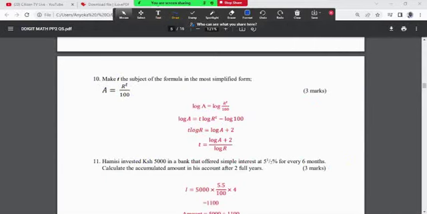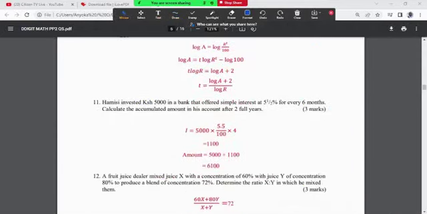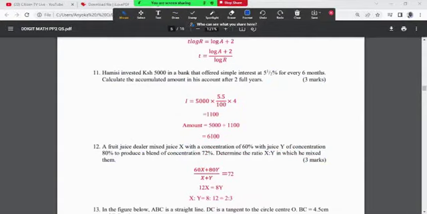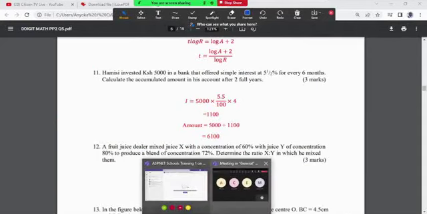Question 11. Let me check who we have. Christine, read for us question 11.